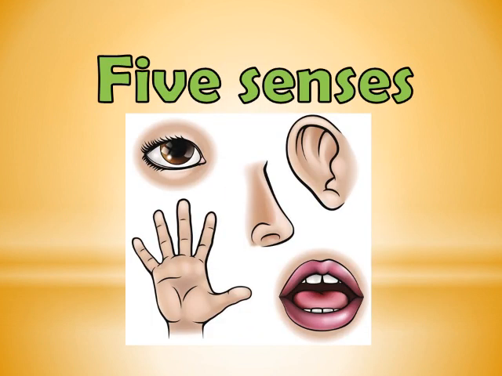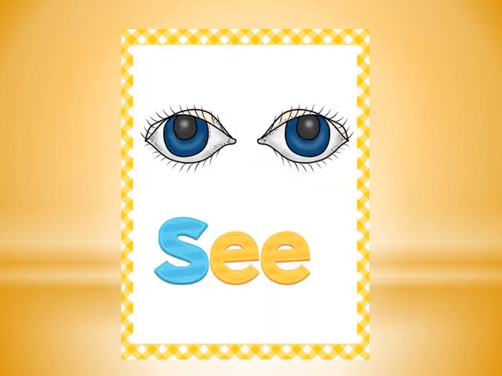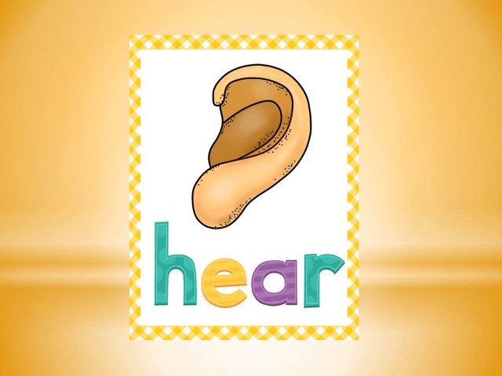Now we will learn about 5 senses: sense of sight, sense of touch, sense of smell, sense of taste, and sense of hearing. We can see with our eyes. We can hear with our ears.